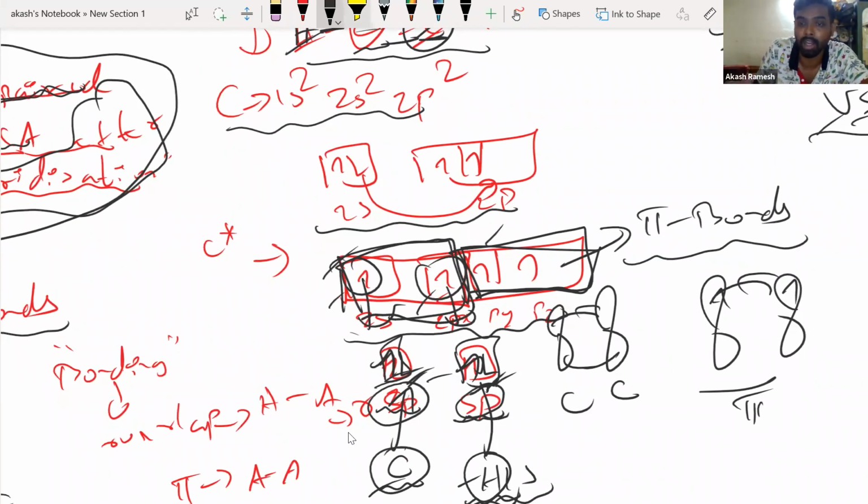Now, in this case, the pi bond will be between 2 carbon atoms. The first pi bond is between the 2 carbon atoms, and the second pi bond is also between the 2 carbon atoms, because both the carbon atoms will have 2 unpaired electrons like this, even after hybridization.